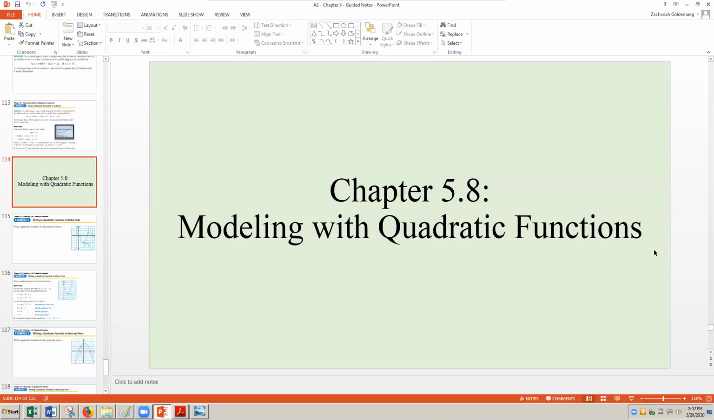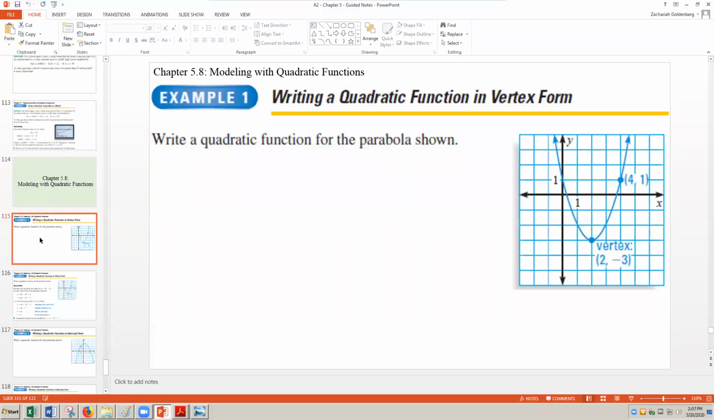So we are going to be doing 5.8, which is modeling with quadratic functions. To model our quadratic functions, what we're basically going to be doing is, given a set of information, we're able to create an equation with it. So when we're looking at a problem like this, I'm giving you a vertex and I'm giving you another point on the graph.